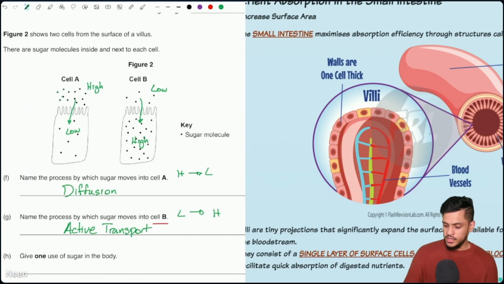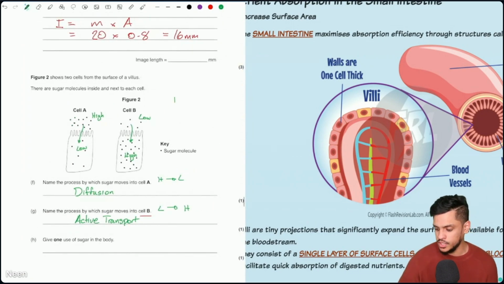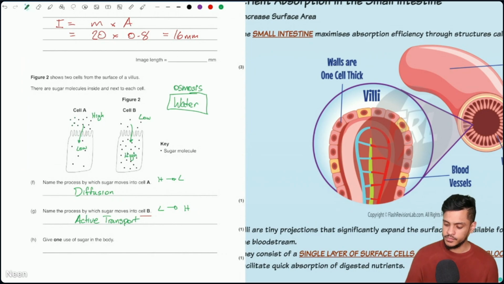Okay, well done, guys. It's not osmosis because osmosis is to do with water. Osmosis is like diffusion, but to do with water. Because this is to do with sugar, the answer is not osmosis.